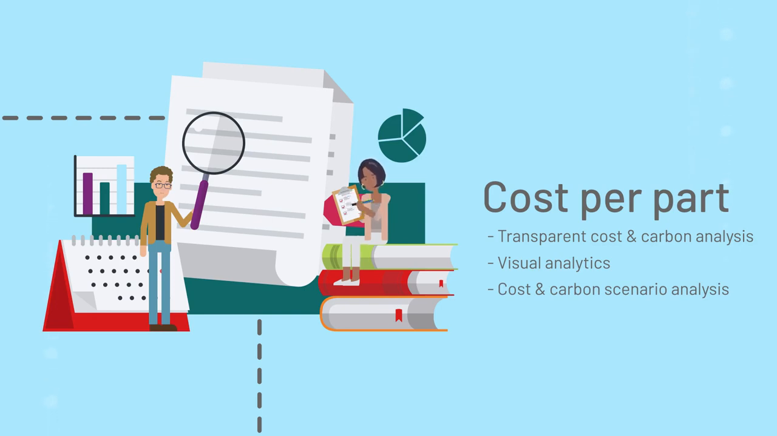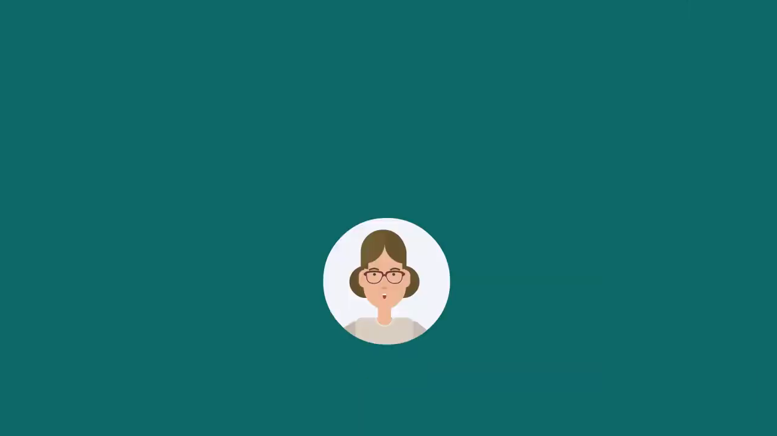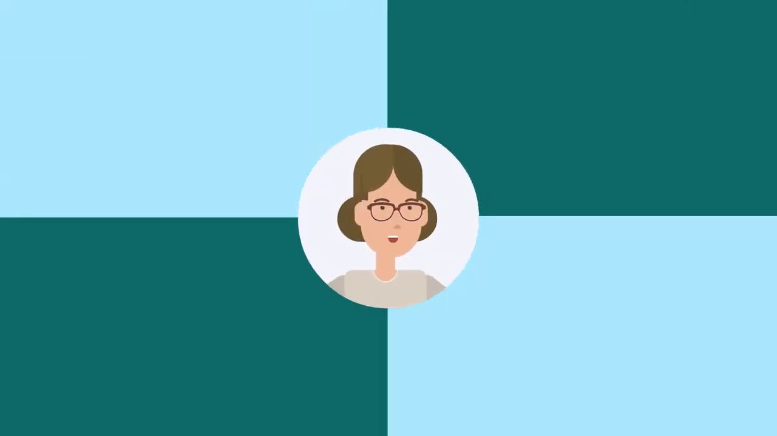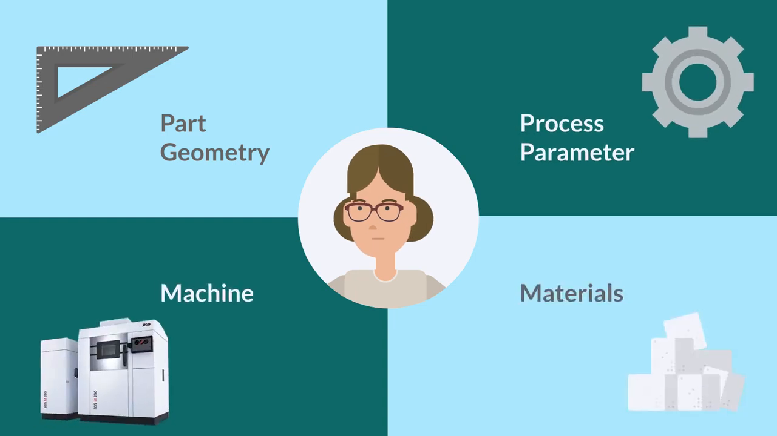Number 5. Monitor the process. Keep an eye on the process, collect data, analyze, and connect. Performance of metal AM process depends on many factors such as part geometry, process parameters, machine, and materials.